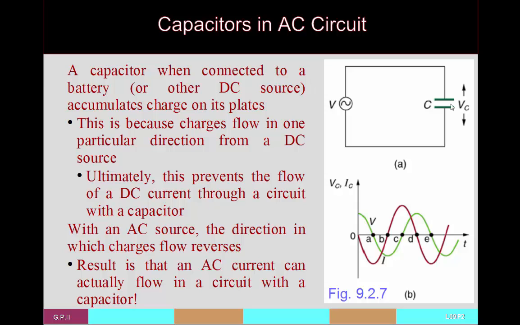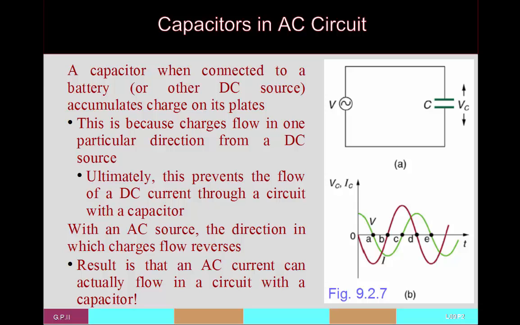Recall that if you have a capacitor connected to a battery or other DC source, what basically happens is that it accumulates charge on the two plates of the capacitor. For example, this plate will accumulate a positive charge plus Q, and this plate accumulates a negative charge minus Q. This is because the charges are all flowing in one particular direction from a DC source.